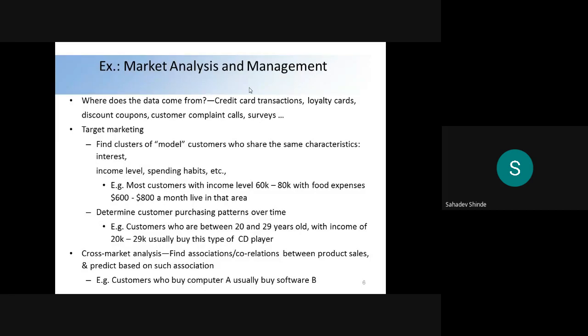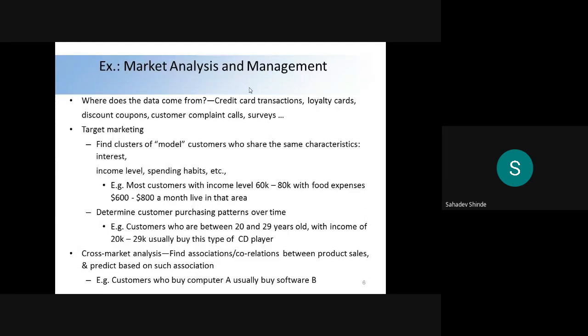Okay, there are very important applications here. You can analyze these applications, come up with a problem statement, and you can do the project in your final year. Okay, so that was market analysis and management.